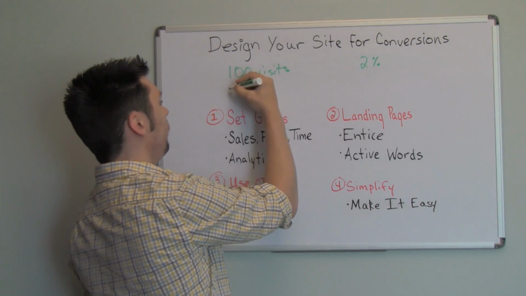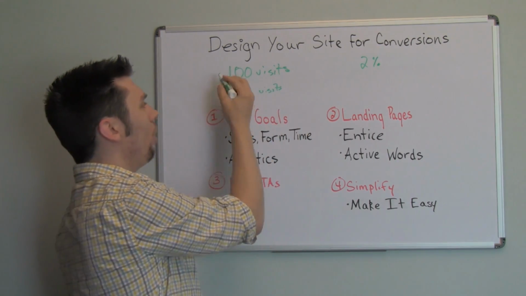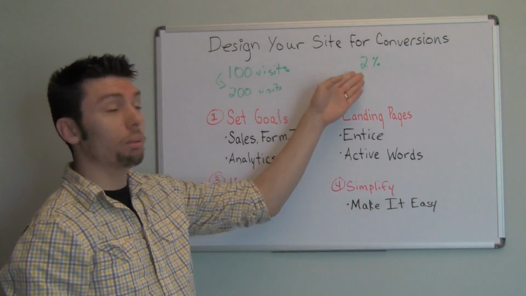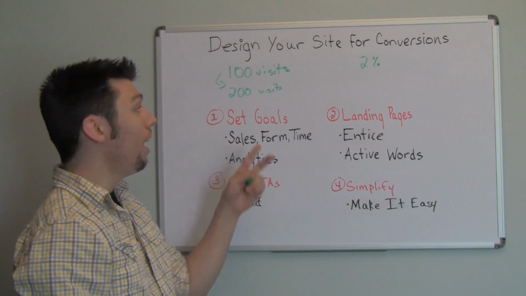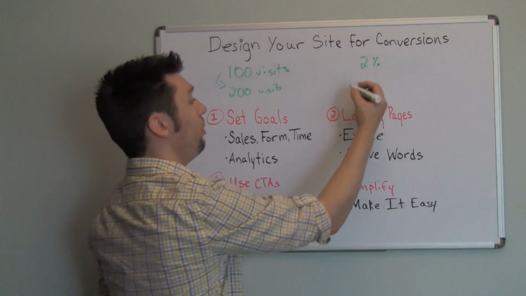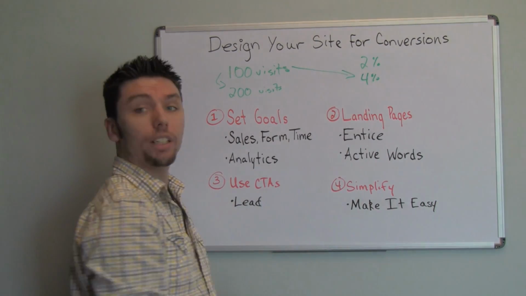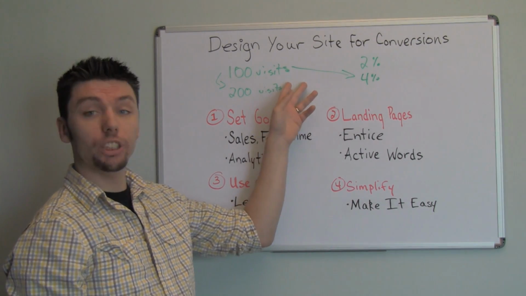The first one, double the amount of visits you get. So you can go from 100 visitors to 200 visitors. With a 2% conversion rate, that's going to give you double the amount of leads. The other option would be to go from 2% to 4%. So you take the 100 visitors you're getting and you focus on your website and doubling the conversion rate there.